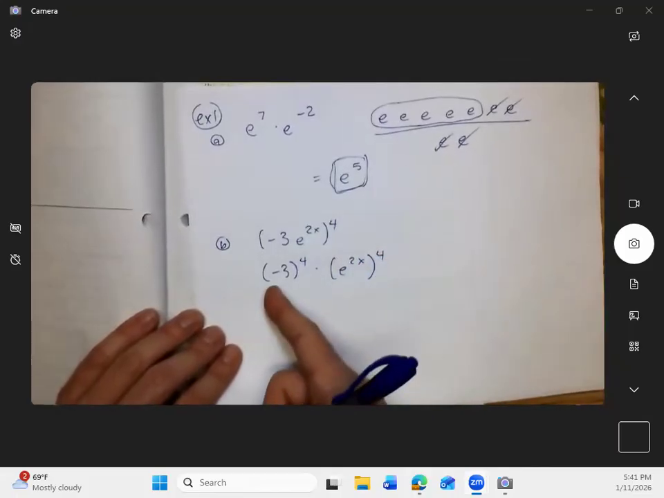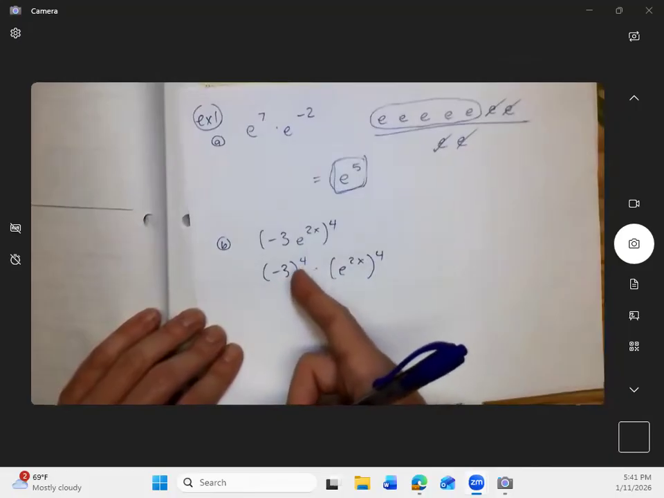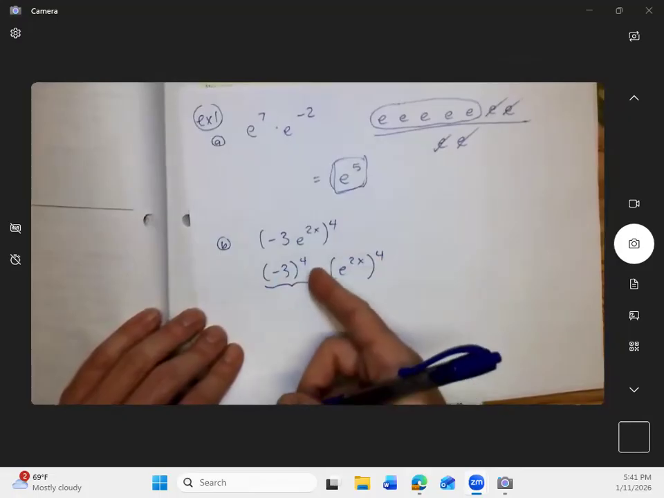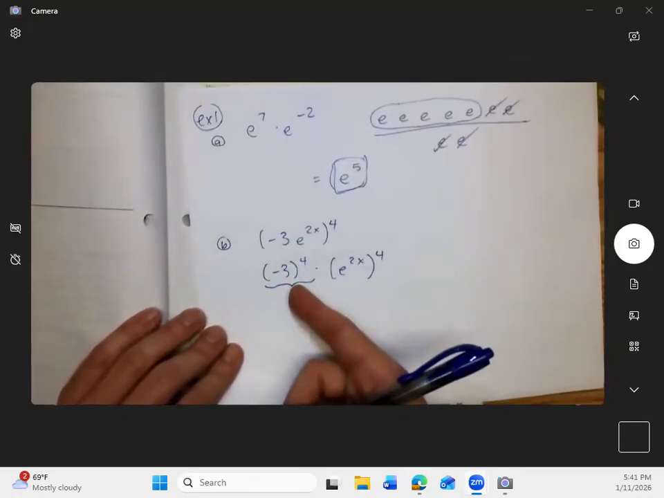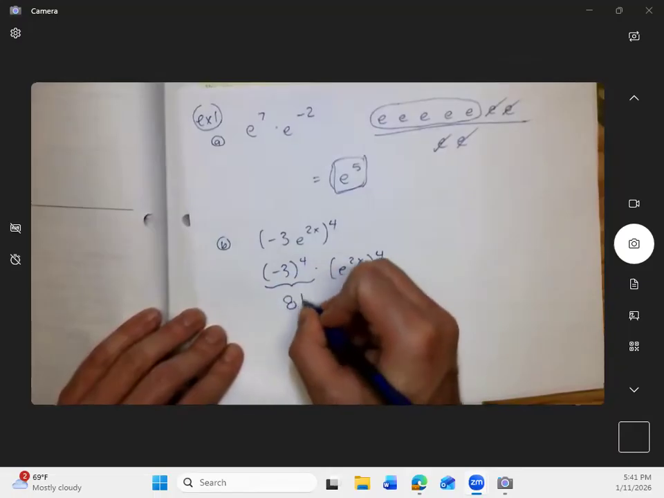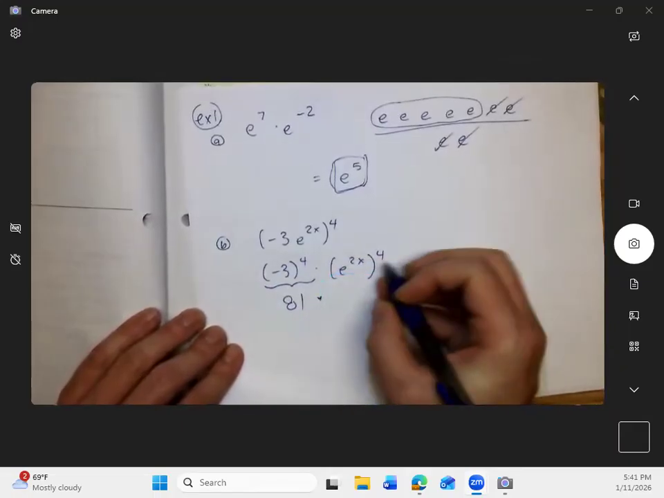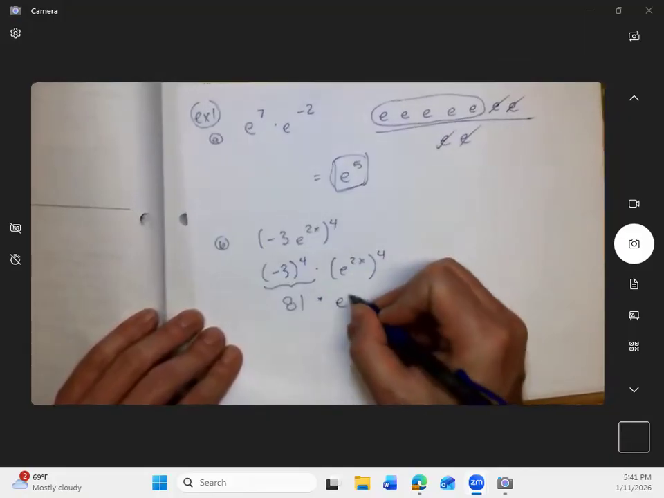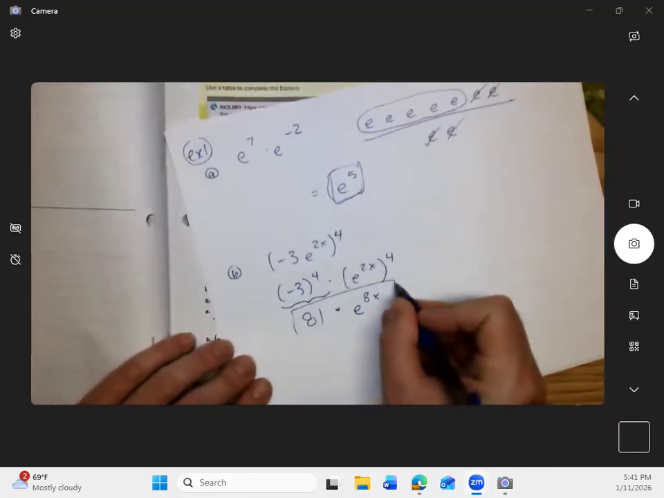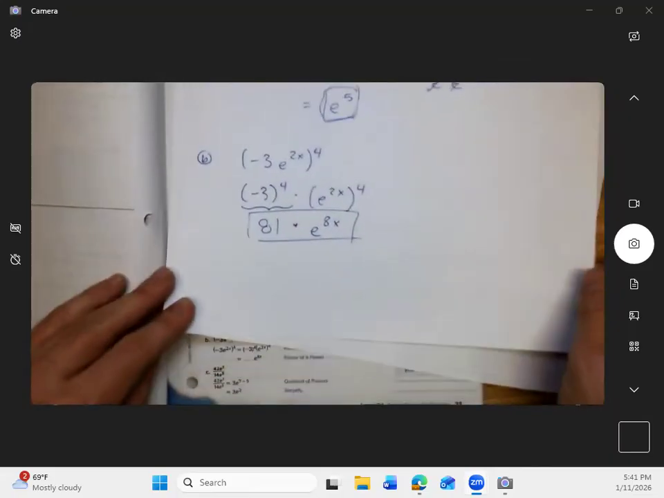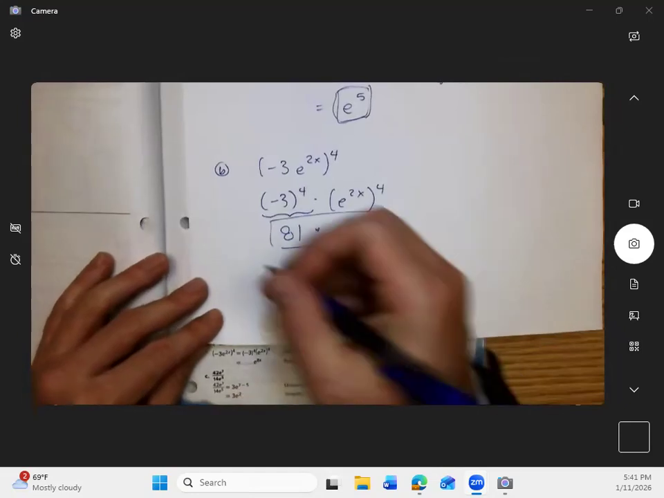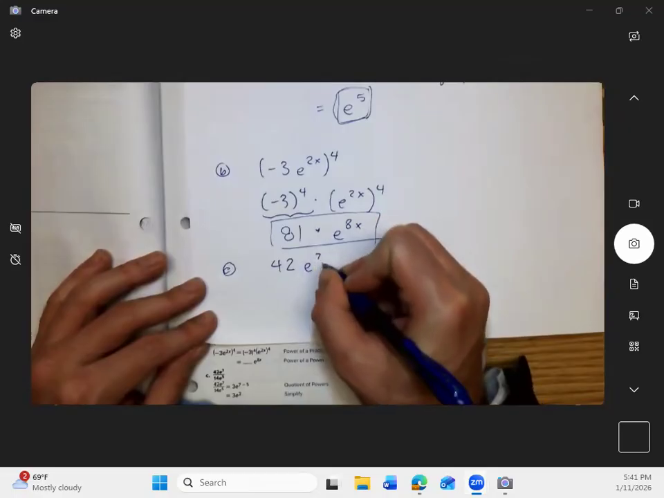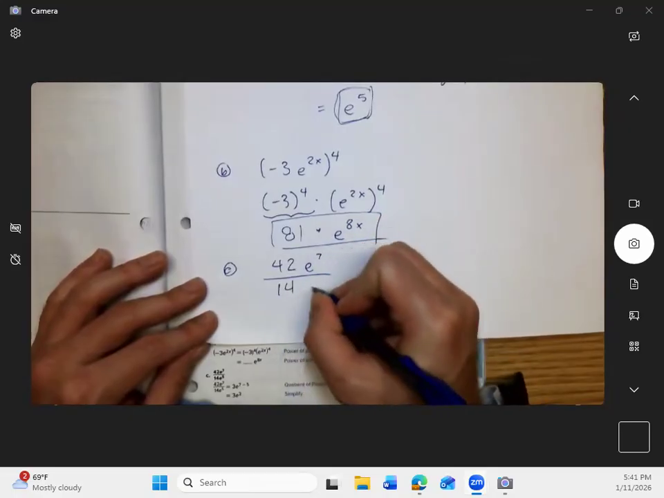Now, this negative 3 raised to an even power, that's just going to make a positive value, isn't it? Because negative makes a positive. If there's 4 negatives, still positive. 3 times 3 is 9, times 3 is 27, times 3 is 81. This is positive 81. And then this bit here, power to a power, can't I just multiply those powers? So I think that would be e to the 8x. So that should be that answer. Boom.